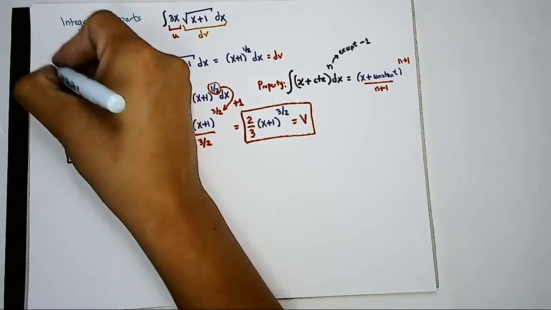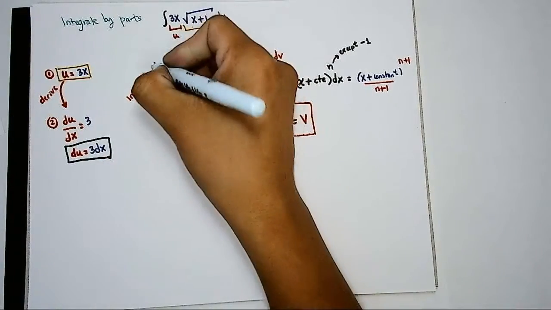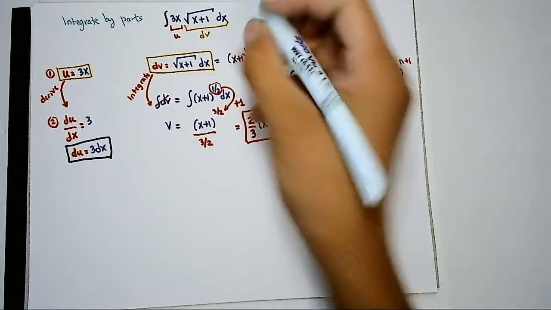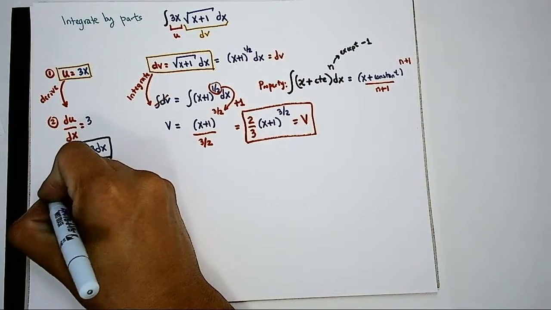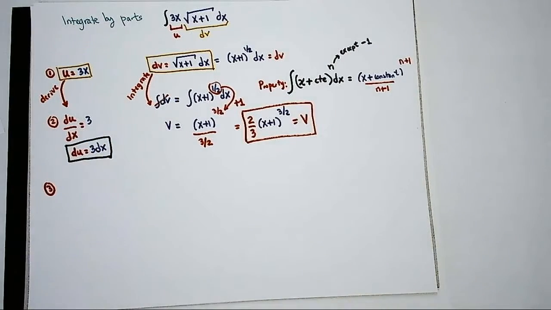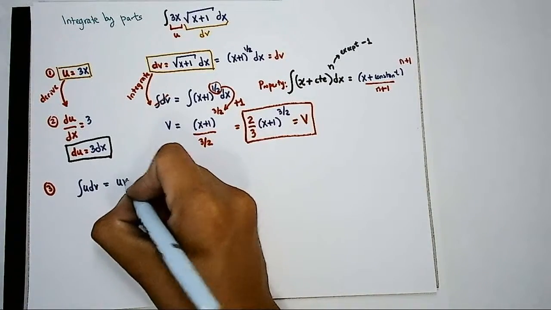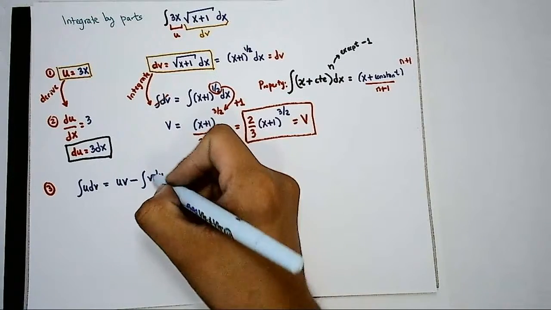We have u, du, dv, and v. Therefore, we can use the formula of integration by parts. The formula is the integral of u dv is equal to u times v minus the integral of v du.